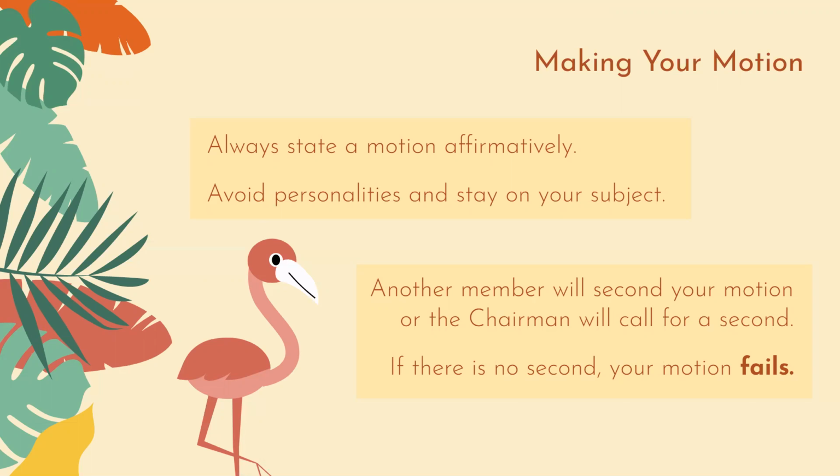As you'll see there, another member will second your motion like we discussed, or the chairman will call for a second. If there is no second, your motion fails, okay? So regardless, if there are 300 people in a room and no one raises their hand, it fails. But even if one person were to raise their hand, that is a second and it moves on, okay? The point is that at least someone has to be, to some degree, in agreement with whatever you're moving.